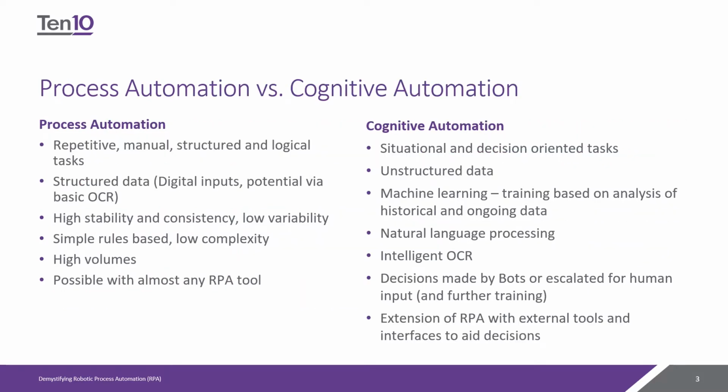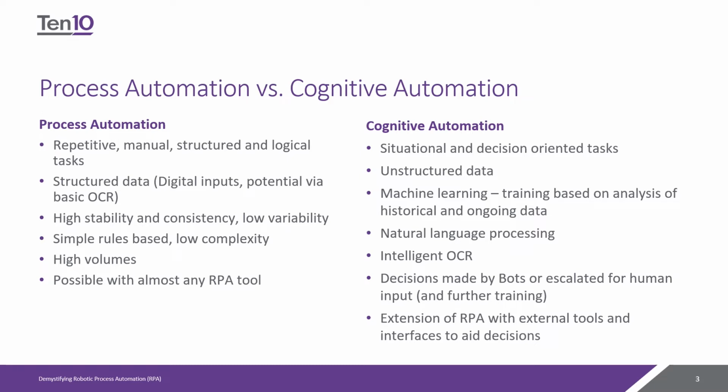To understand how RPA can be effectively implemented, it's important to know the capabilities and limitations of the RPA toolsets to set realistic expectations for the development time and return on investment. Here you can see the differences between process automation and cognitive automation.